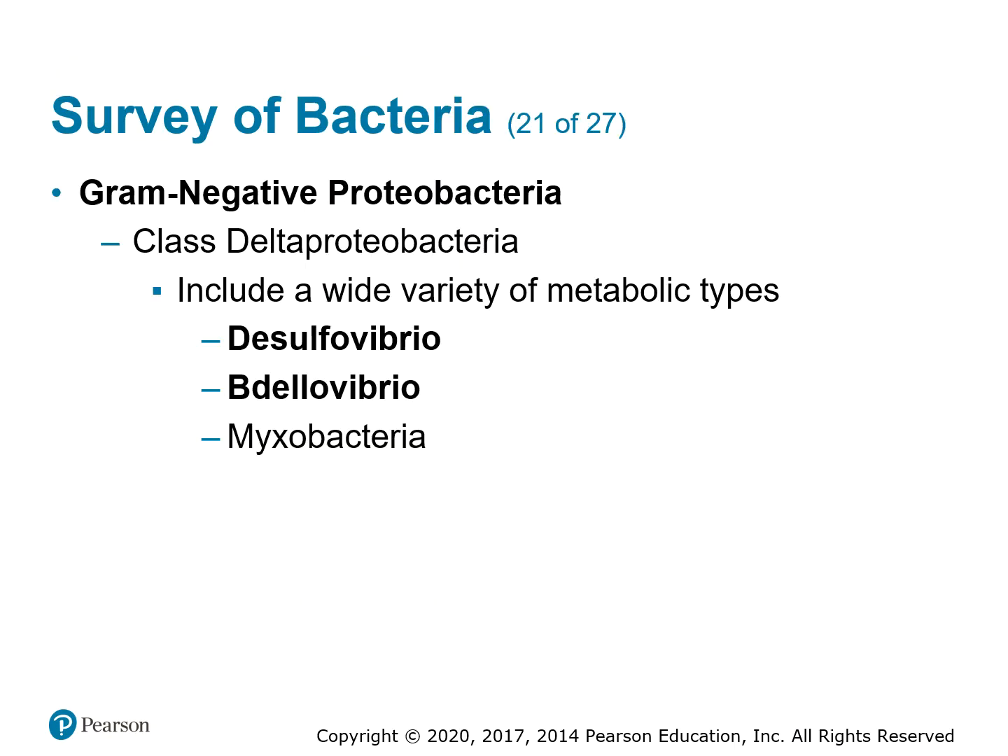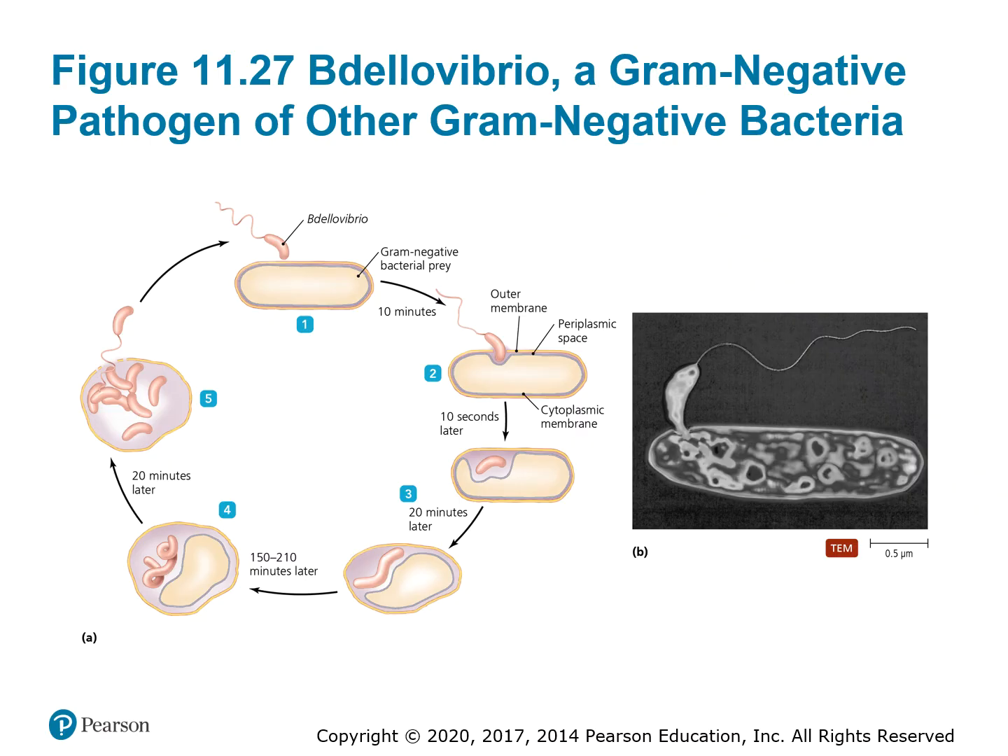The Delta proteobacteria, these include a wide variety of metabolic types, Desulfovibrio and Bdellovibrio, and the Myxobacteria. So here is an interesting specimen, the Bdellovibrio. This is a gram-negative pathogen of other gram-negative bacteria. So this is a bacteria that only infects other bacteria, and they all have to be gram-negative.